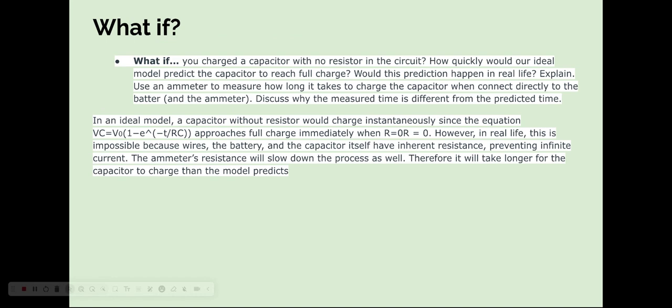In an ideal model, a capacitor without a resistor would charge instantaneously, since the equation Vc equals V0 times (1 minus e to the negative t over RC) approaches the full charge immediately when R equals 0. However, in real life, this is impossible because the wires, the battery, and the capacitor still have inherent resistance, stopping infinite current. The ammeter's resistance will slow down this process, so it will be impossible for the capacitor to charge like the model predicts, and it would always be slower.